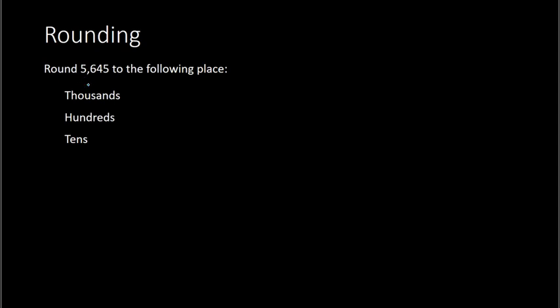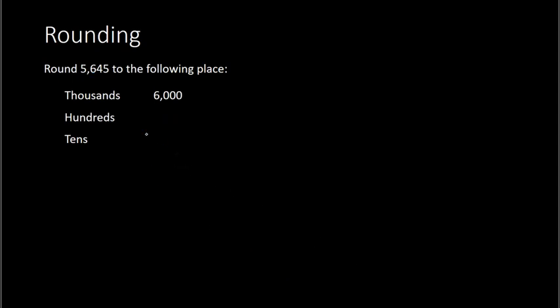thousands place. So to round to the thousands place, I look at the number before it, which would be this hundreds place, the 6. If that number is closer to 10, then I round the 5 up. If it's closer to 0, then I leave the 5 at 5. So here, the 6 is closer to 10, which means I round the 5 up to a 6. So this would round to be 6,000.